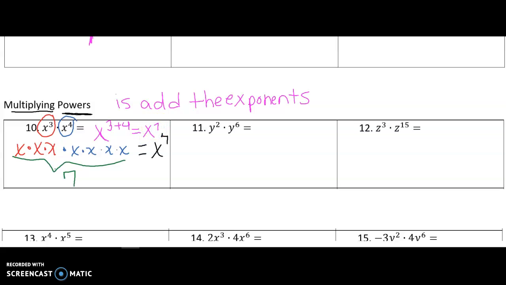Either one works. I like the visualization right here, kind of thinking about it like x to the 3rd, x to the 4th. But if you like, that you have to remember that you gotta add the exponents, you can do it that way. Either way works. So go ahead and try number 11 real quick. Pause the video, try it. I'm gonna go ahead and do it. Y to the 2nd. So that's gonna be 2 y's. Again, I like to draw it out just because that's my preference. And then y to the 6th. That's gonna be 6 y's. And that's supposed to be a multiplication symbol.